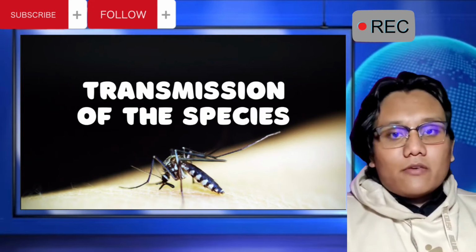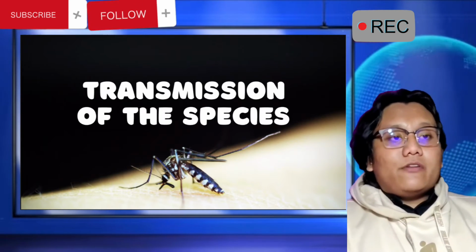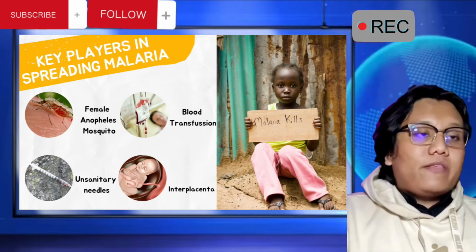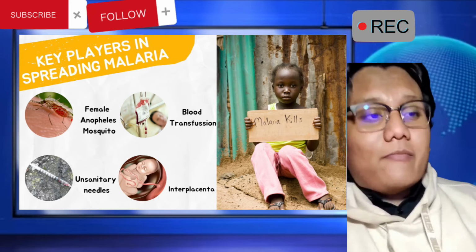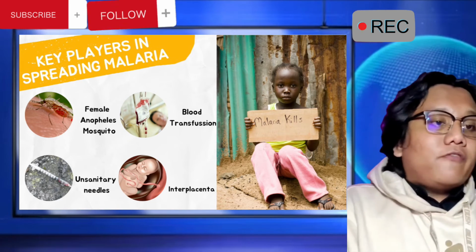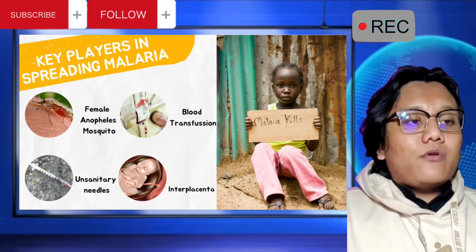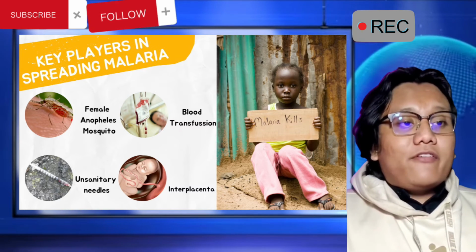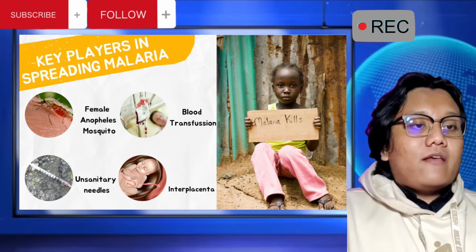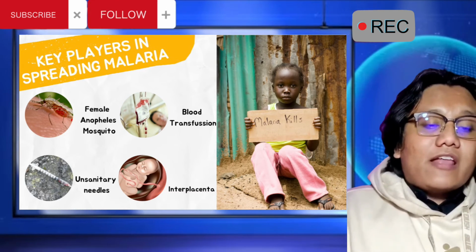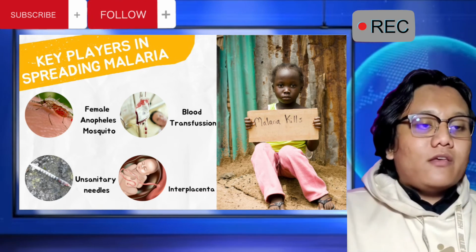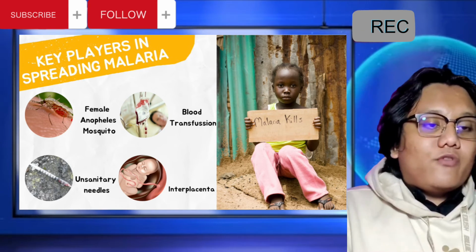Thank you. My name is SHAZNURHELMI and I'll be explaining about the transmission of the Plasmodium species. Basically, these are the key players that play a role in transmitting the malaria disease. The first and foremost I would like to point out is the female Anopheles mosquito. This is the most common one. Besides that are blood transfusion and shared needles, and it can also spread intraplacentally, which is from the mother to the baby, through the placenta.